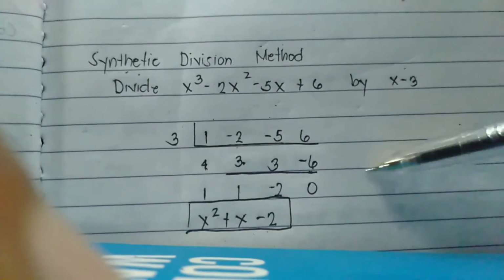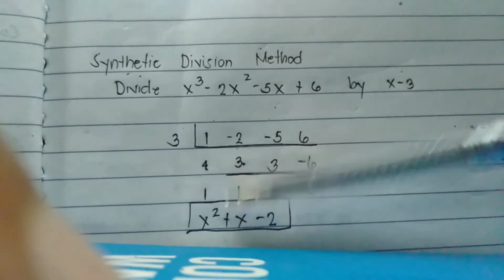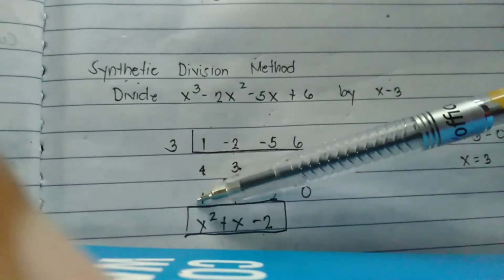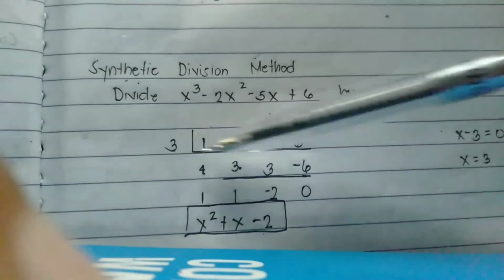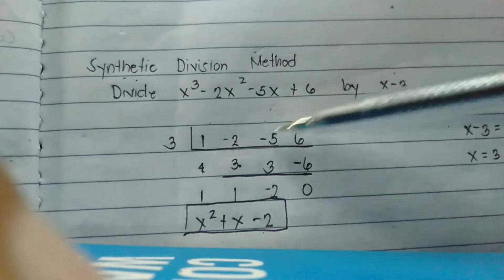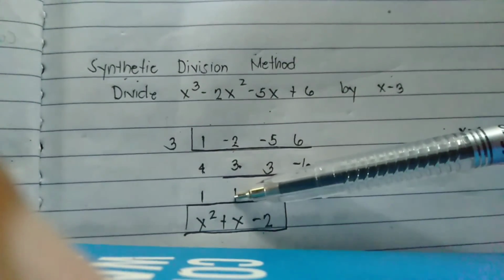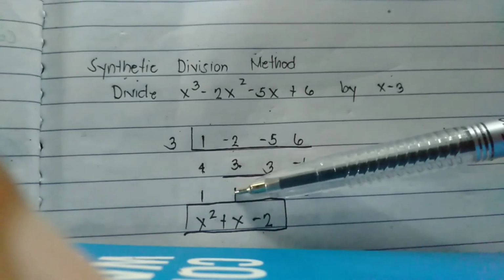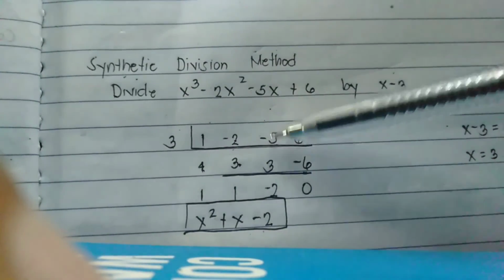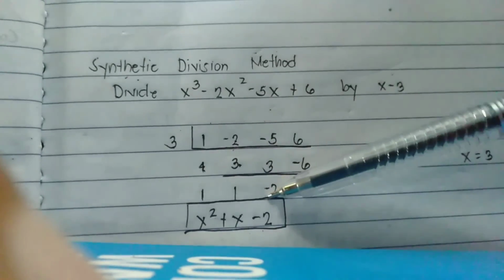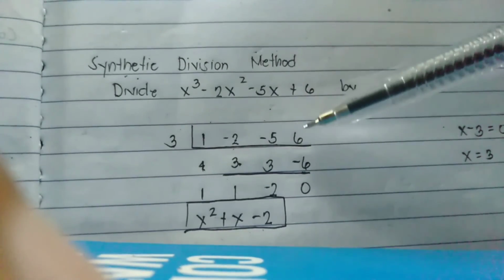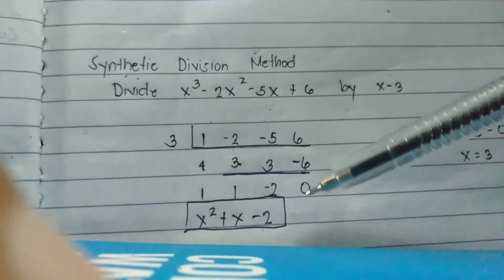Then first, bring down the first term. Then multiply it by 3. So 1 times 3 is 3. Then add: negative 2 plus 3 is positive 1. Then multiply: 1 times 3 is 3. Then negative 5 plus 3 is negative 2. So negative 2 times 3 is negative 6. Positive 6 minus 6 is equal to 0.